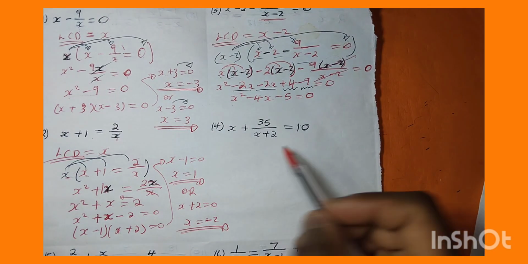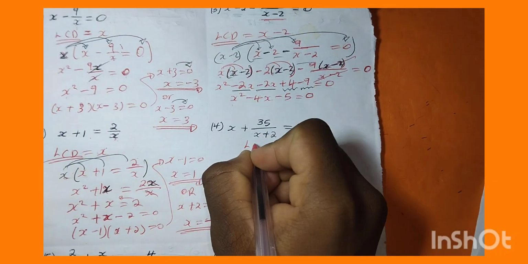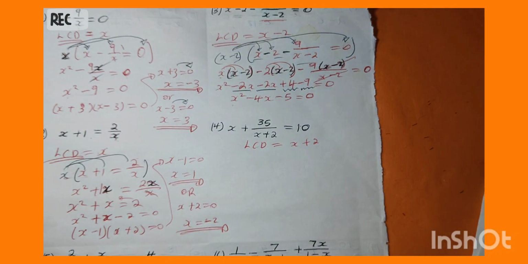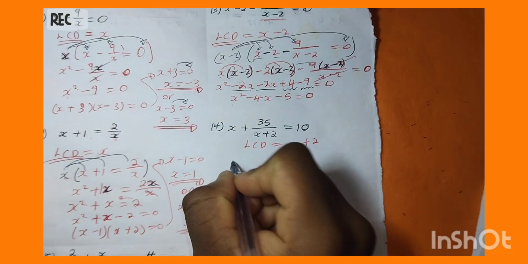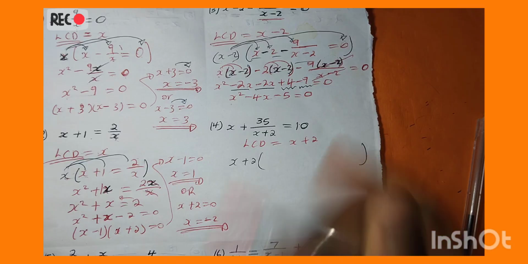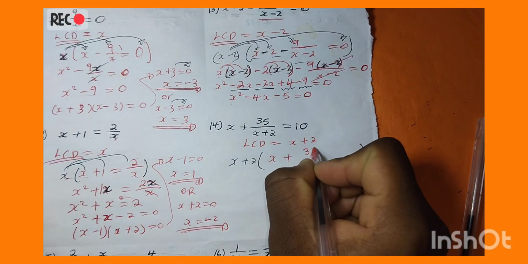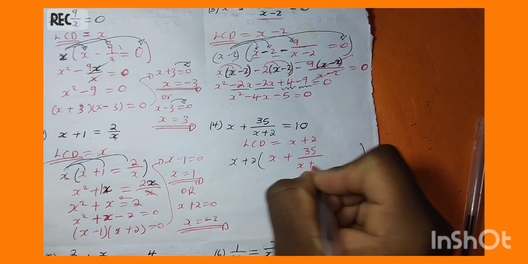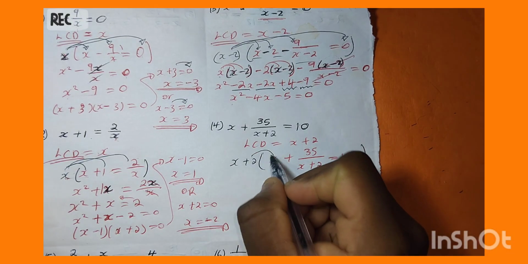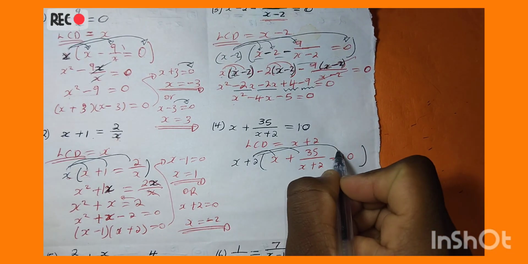Then what about this one, guys? For this one, you find your LCD, which is x plus 2. Then you take that LCD and multiply it into the big equation, something like this. This one is our equation, which is x squared equals 10. So that LCD, guys, will multiply here, and there, and here.